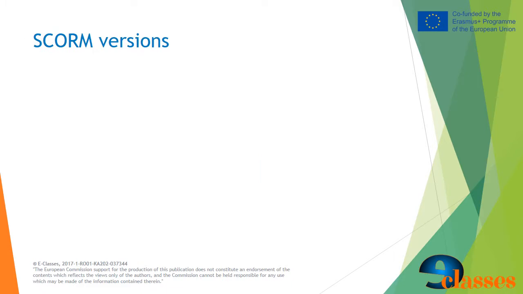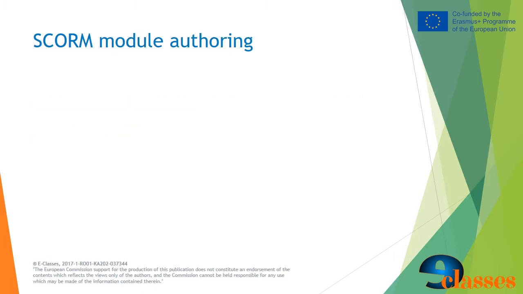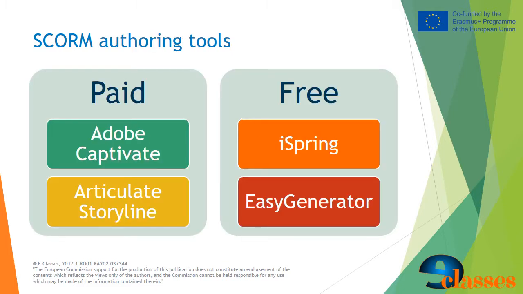There are several SCORM versions, starting from 1.1, with SCORM 2004 being the most current. Preferably use SCORM 2004 4th edition when creating new content. When you need to create some learning content, you would typically work in an authoring tool to design and produce the content. After that, you can export the content to a SCORM package, so it can then be integrated into your SCORM-compliant LMS. There are numerous SCORM-compliant authoring tools available, including paid and free tools.